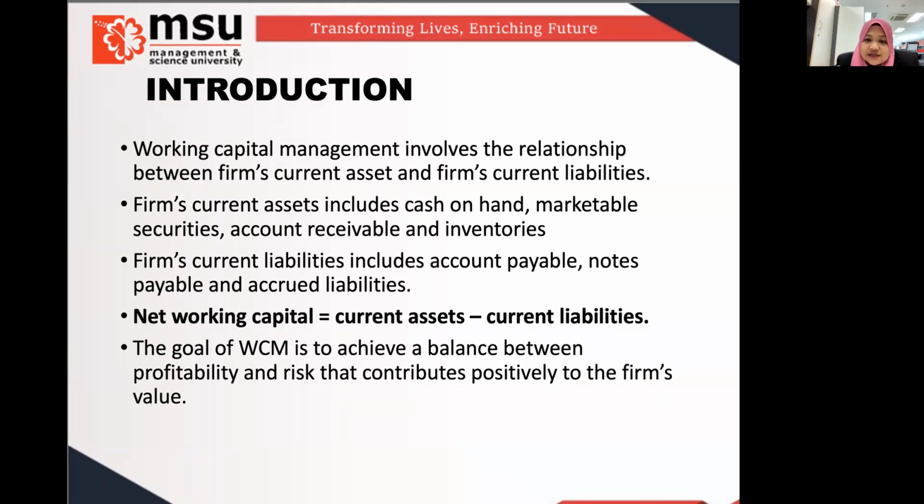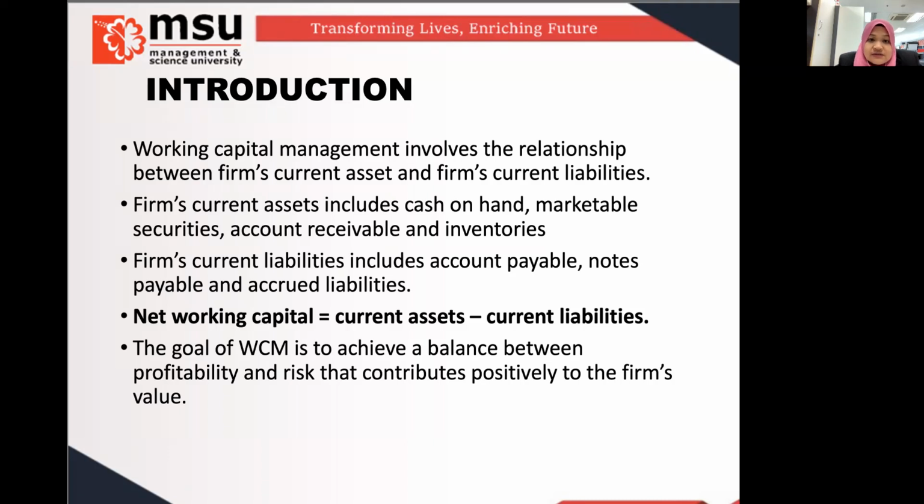So current assets include cash in hand, cash in bank, okay? So all forms of cash, because cash is one of the current assets. Other than that, it is marketable securities, accounts receivable, and also inventories. So these are the main examples of current assets.